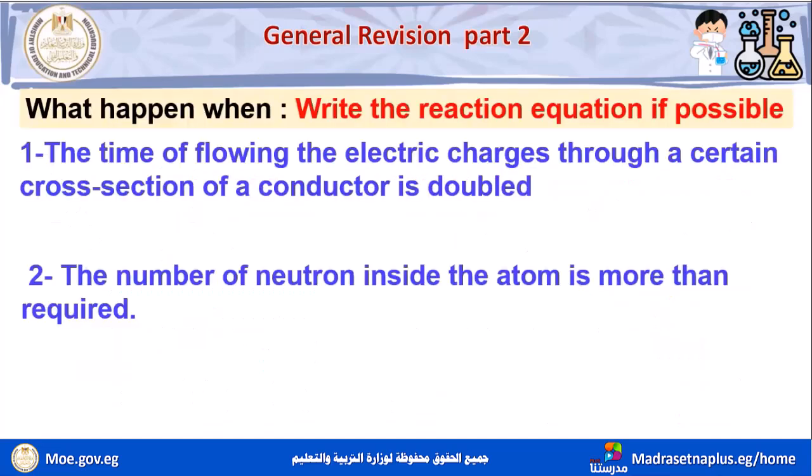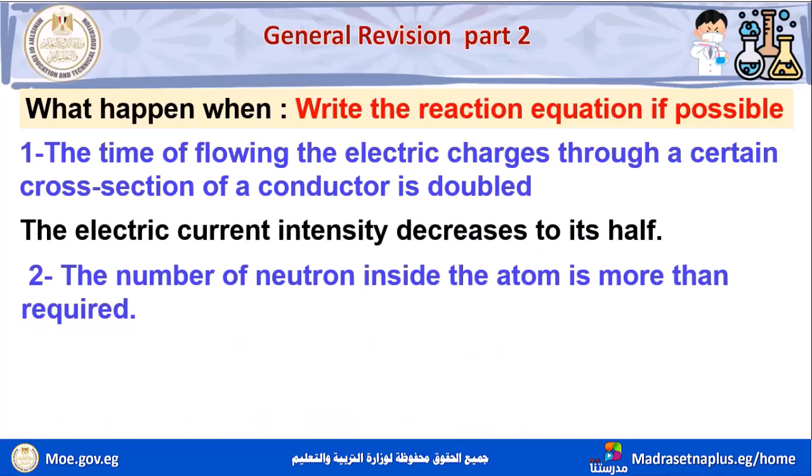Another question, what happens when, writing the reaction equation if possible. Number 1. The time of flowing the electric charge through a certain cross-section of a conductor is doubled. The electric current intensity decreases to its half.